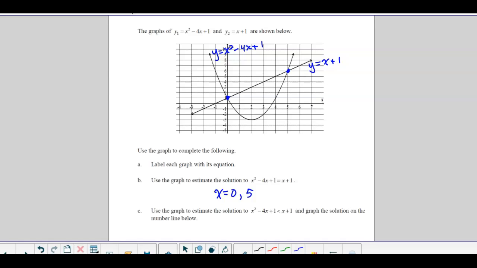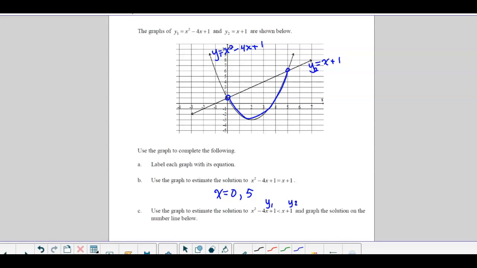Now, for an inequality. No y's there. We're comparing these graphs. So when is the left side, that's the left side, sorry. When is y1 less than y2? So you could even label this. This was your y1, and this is your y2. So when is the parabola below the line? Well, that's between here and here. So there's no equal sign in there, so it's between there and there.